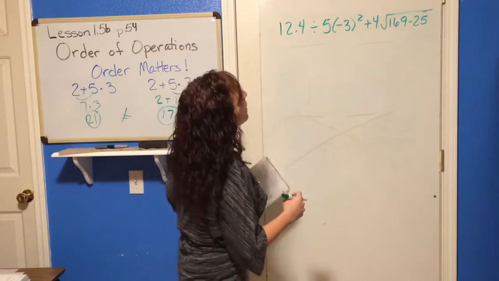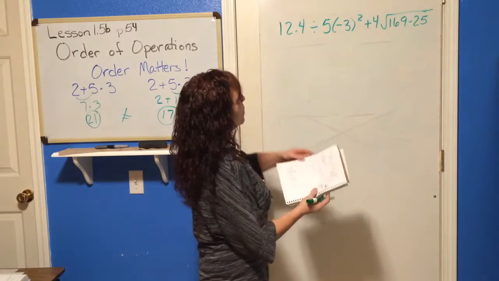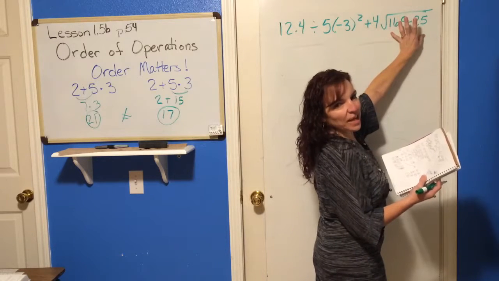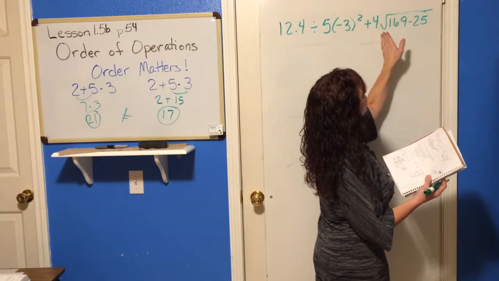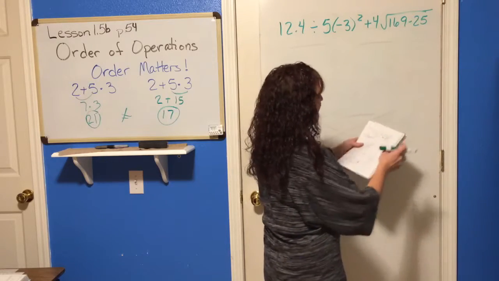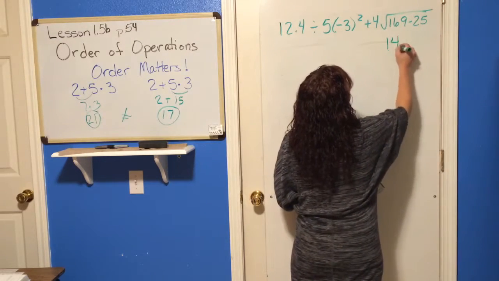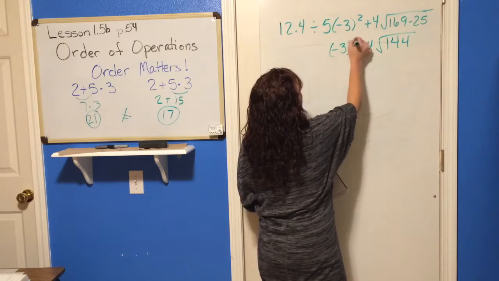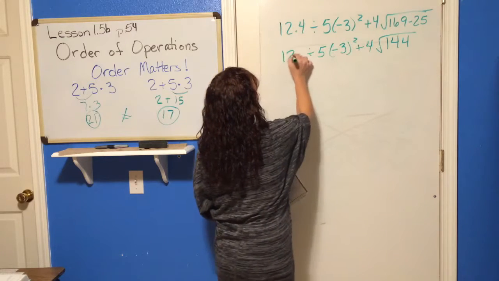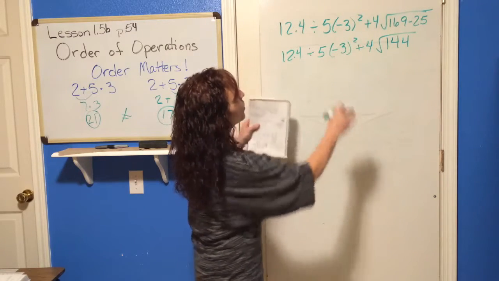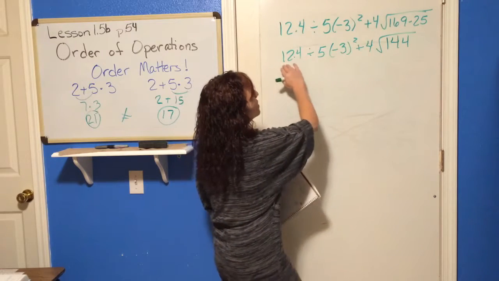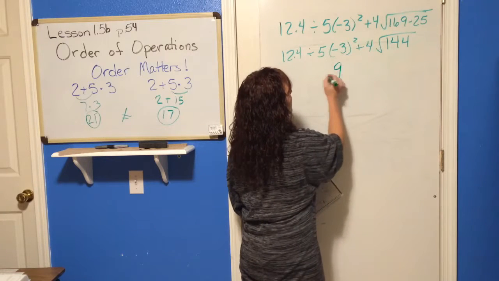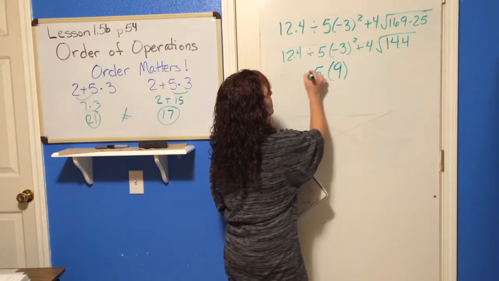All right. Here we go. The first thing I'm going to do is look for any parentheses. And because this is a quantity, it works like a parenthesis. And so we're going to work what's under this square root first. So 169 minus 25 is 144. Keep everything. All right. Whew. Okay. So then we don't have any more parentheses, so we go to exponents. So this exponent is -3 squared. -3 times -3 is a positive 9. So keep this.